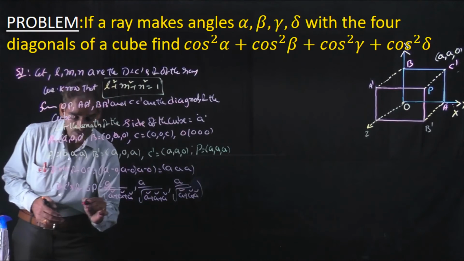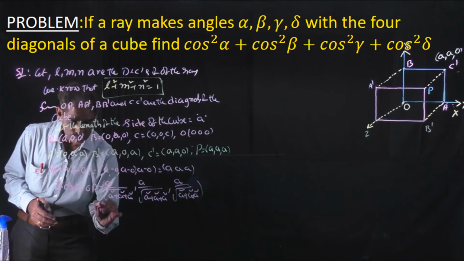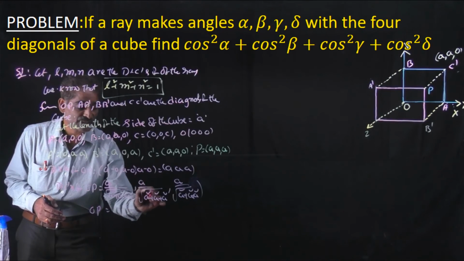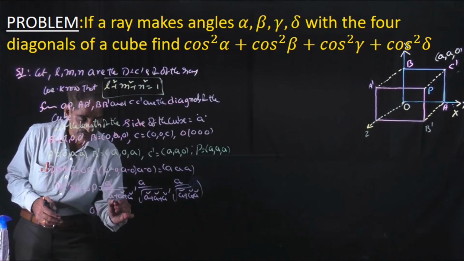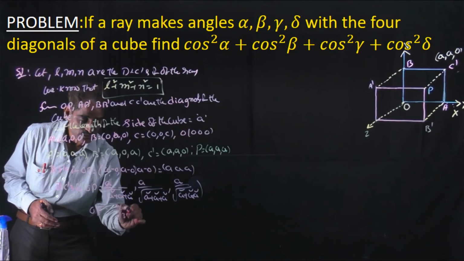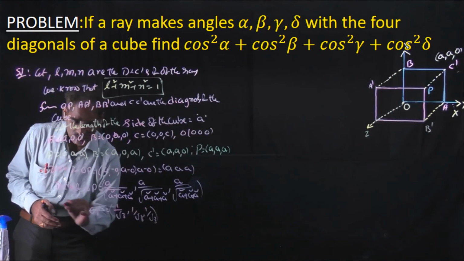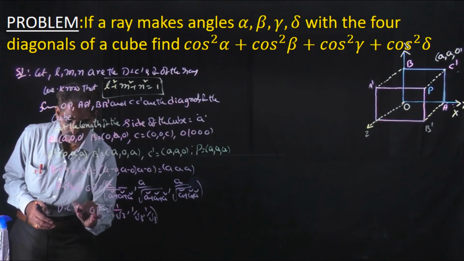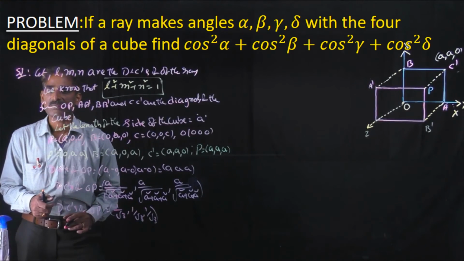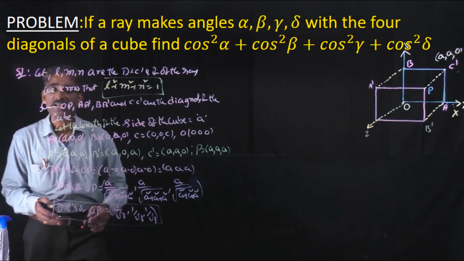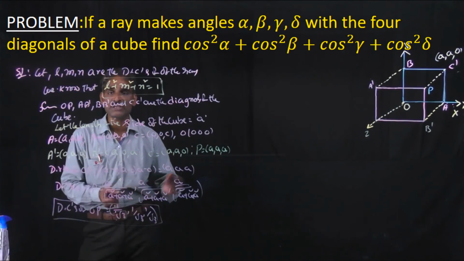So what about the DCs of OP? In simple form, a by a into root 3, a by a into root 3, a by a into root 3. That means 1 by root 3, 1 by root 3, 1 by root 3 are the DCs of OP. Understand? This is very, very important. Similarly, write down the DCs of the remaining three diagonals.